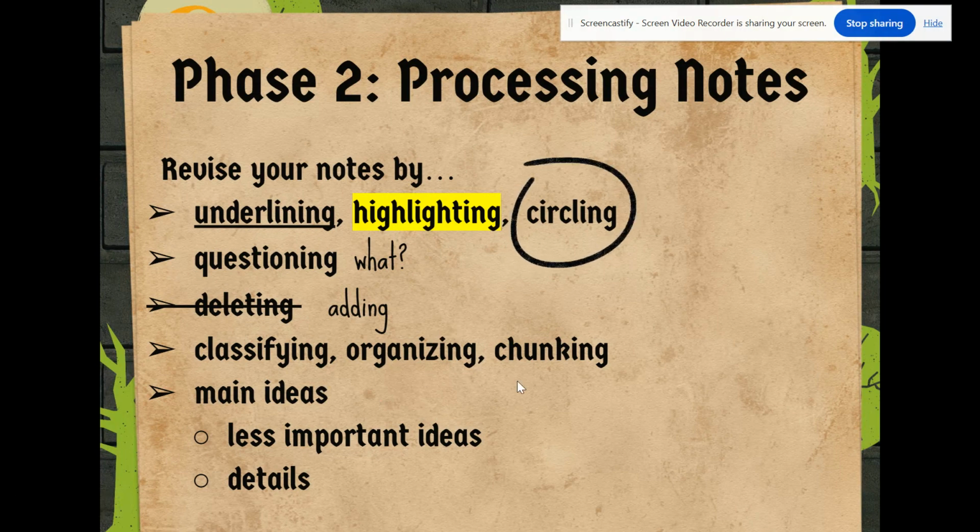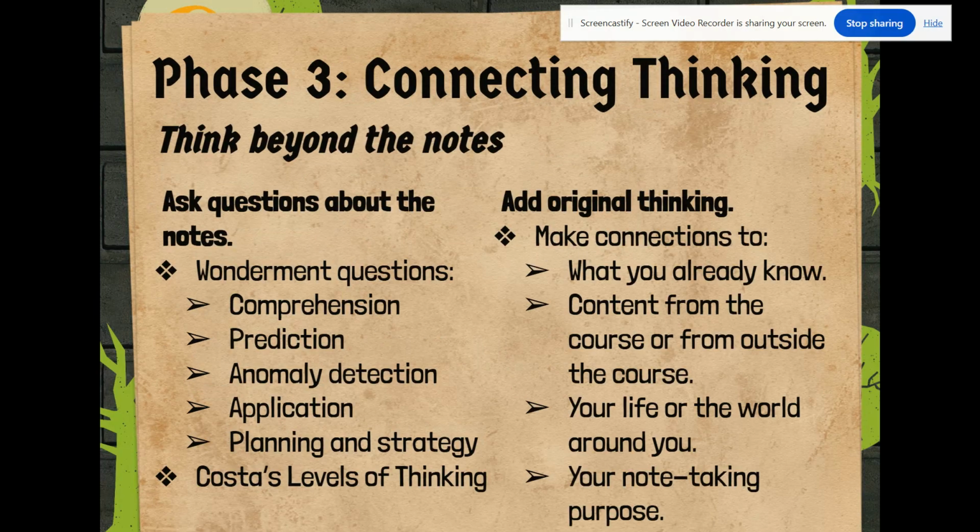Classify, organize, and chunk your notes after you've done with them, and write the main ideas and the less important ideas and details. So this is after you've written your notes. You're going to go back and check your notes, and you're going to look at these different things inside of your notes. The next phase is phase 3, connecting your thinking.